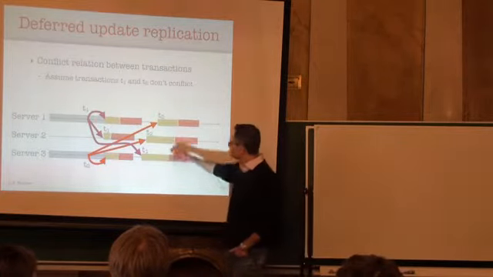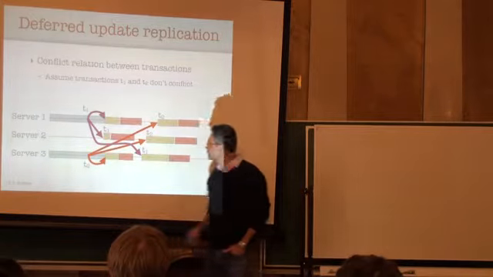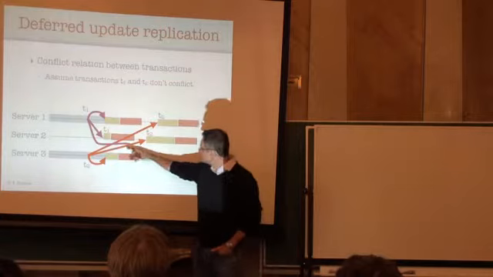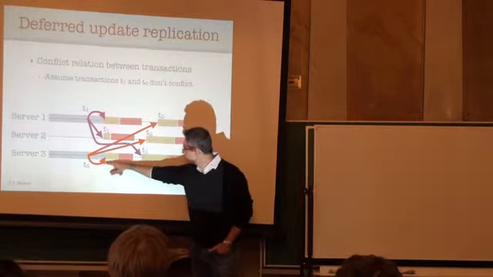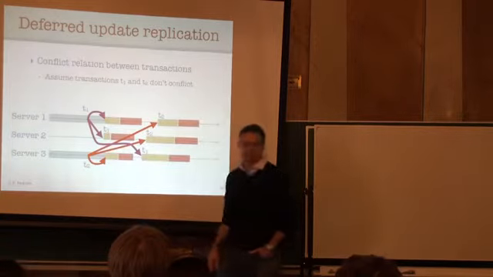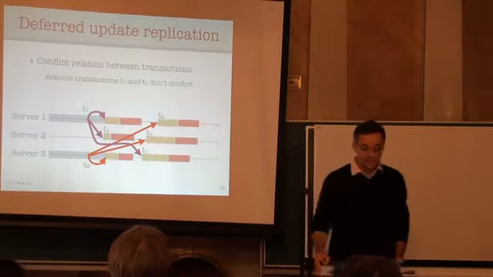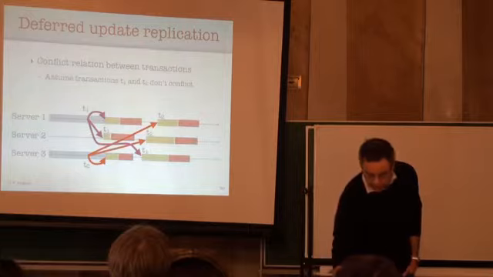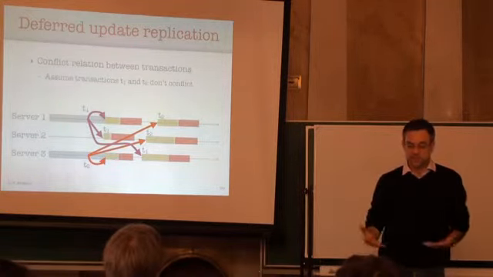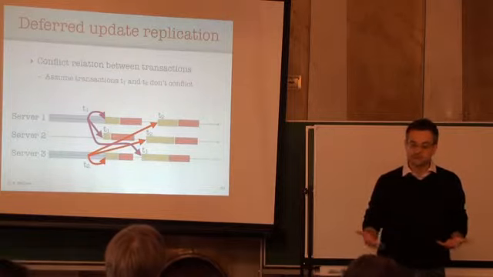I can illustrate the system. I have two transactions, T1 and T2. These transactions do not conflict, so they can be delivered out of order. Some servers are going to deliver T2 before T1, and some other servers are going to deliver T1 before T2. But I have to be careful when I deliver messages out of order, because if one transaction can have an effect on the other, they must be delivered in the same order.